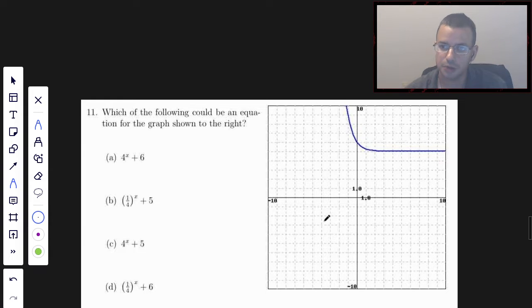So what I'm going to do is pick semi-random points, plug them in, and see how they work. I'm going to start with this point right here. I'm going to say x equals 0. When I plug in x equals 0, I get an answer of 1, 2, 3, 4, 5, 6. Y equals 6. So we're going to have the point (0, 6).